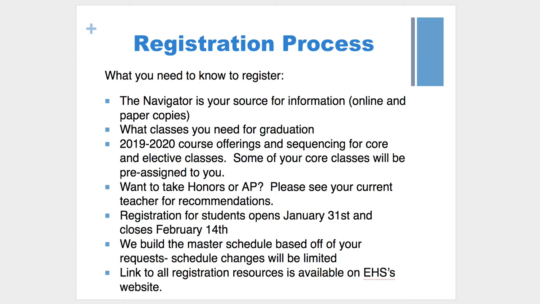So, a few things that you need to know in order to register. The Navigator, which is our course catalog, is your source of information. We're going to have online copies available online, and we will also have some paper copies. In the Navigator, you find registration information, information about graduation, course policies, and detailed information about every course that we offer at Englewood High School.